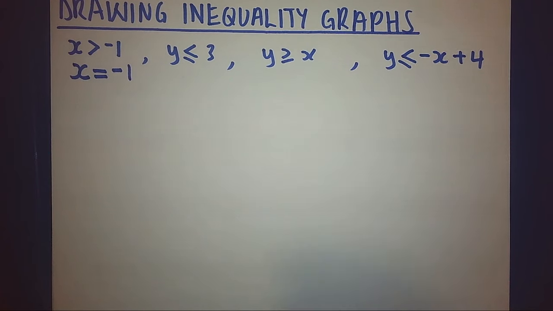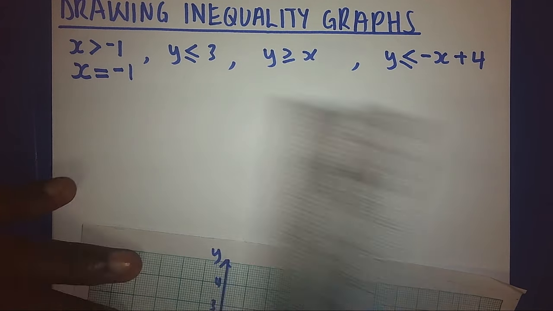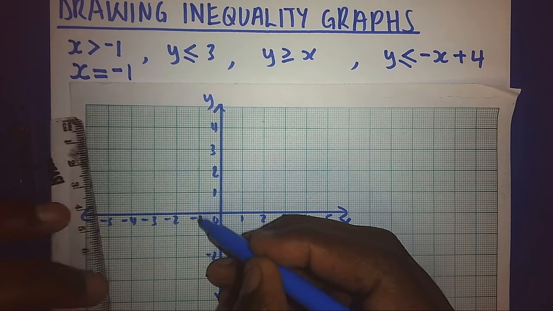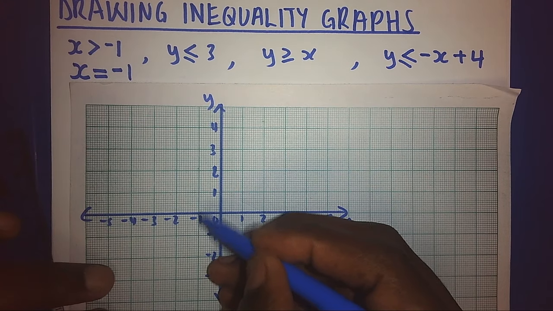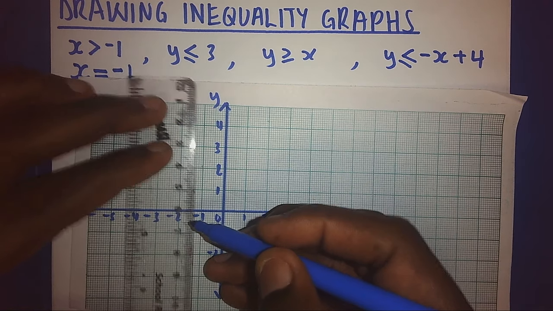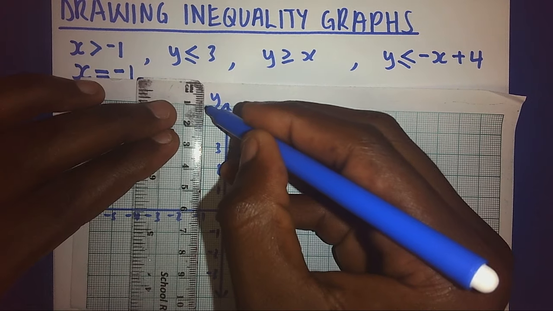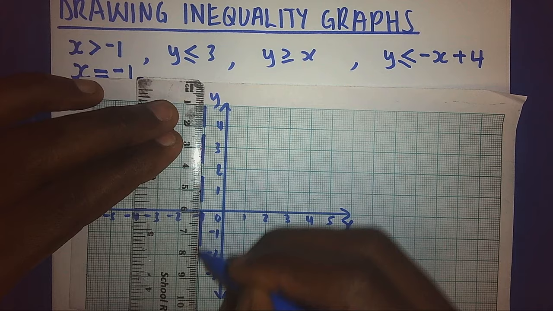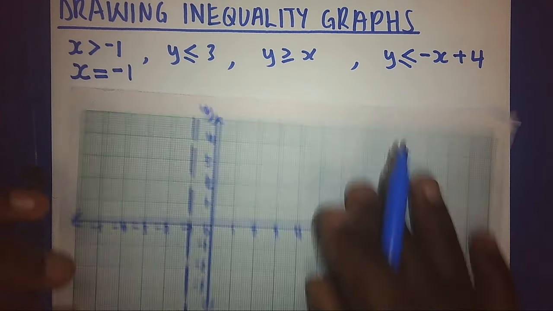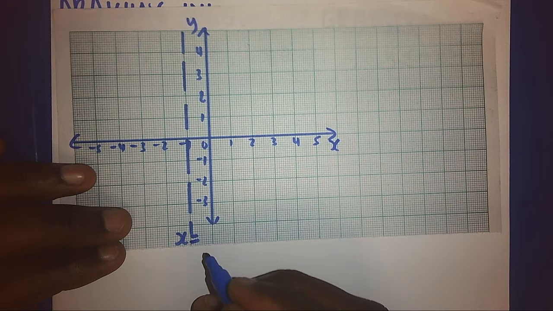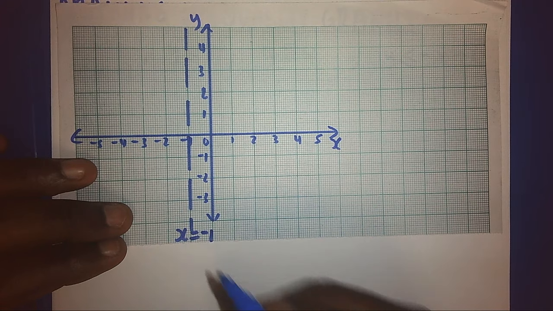So, our line will be here. We see this is negative 1 for x. So, we shall put our broken line here. And we shall call our line x is equal to negative 1.